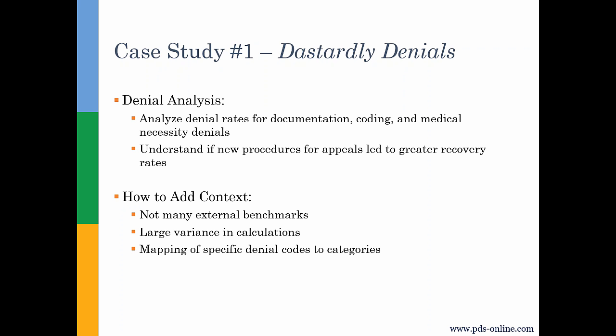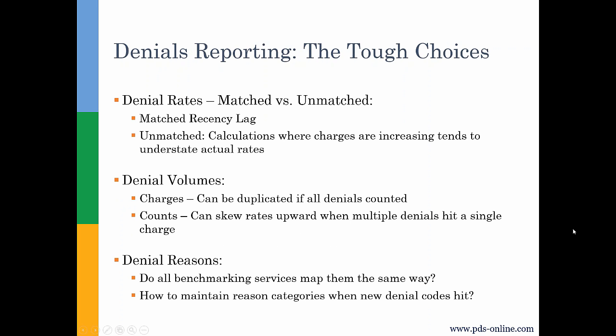And then certainly the other challenge is there are so many different denial and informational codes, getting them mapped out to some level of standards widely varies across organizations if we were to look outside for comparative benchmark points. Yeah, so let's talk a little bit about this particular case where you can understand how there are some tough choices in denial reporting of what you want to do.